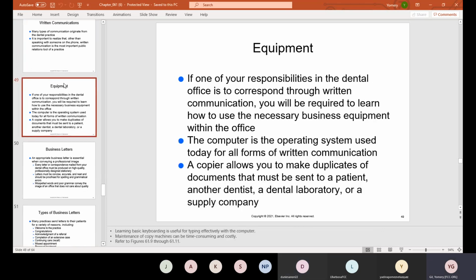Okay, so equipment. If one of your responsibilities in the dental office is to correspond through written communication, you will be required to learn how to use the necessary business equipment within the office. The computer is the operating system used today for all forms of written communication. A copier allows you to make duplicates of documents that must be sent to a patient, another dentist, a dental laboratory, or a supply machine. So when you first go into an office, one of the first things you will need to learn how to use, besides the dental tools, is the copying machine, because that's going to be pretty much a lifeline.